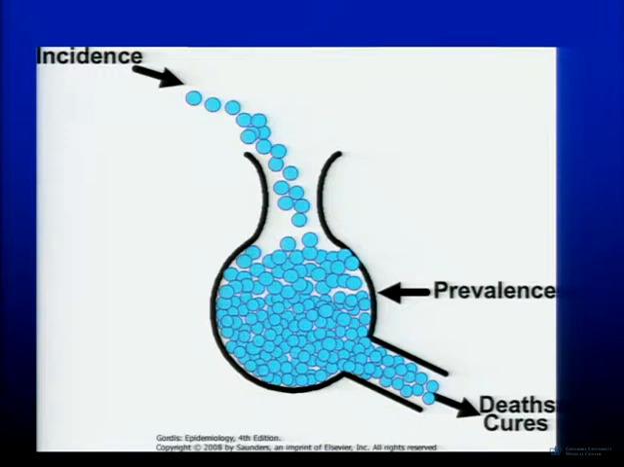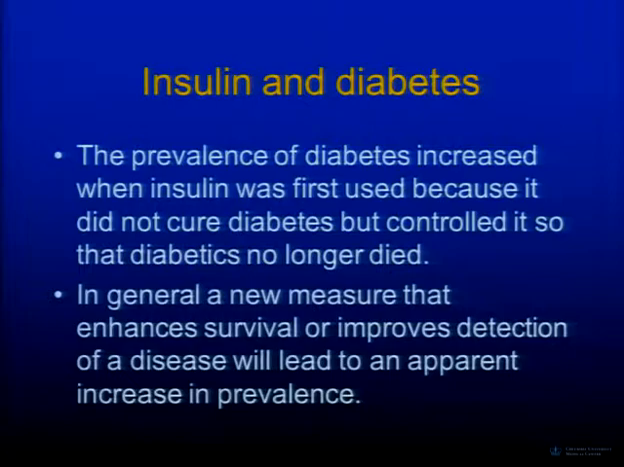There was another question? Oh, okay. Great minds think alike. Okay, so insulin and diabetes. When insulin was first used, the prevalence of diabetes went up because it didn't cure diabetes, but it controlled it. So the people didn't die, so they weren't leaving the flask. They were coming in and they were never leaving, so that prevalence just kept on piling up. So in general, a new measure that enhances survival or improves detection will lead to an apparent increase in prevalence.